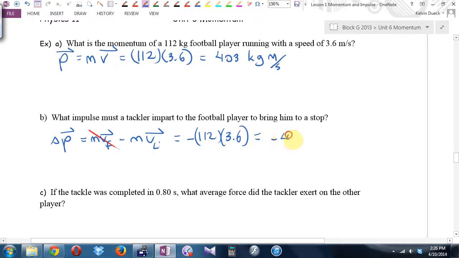Yeah. Because what we're really saying is this. When all is said and done, when you wrap your arms around the person you're tackling, if both of you come to a stop, what do we want the final momentum of both of you to be? 0, which means if I'm starting out with 403 kilogram meters per second, I better add negative 403 kilogram meters per second of momentum to end up with a momentum of 0.